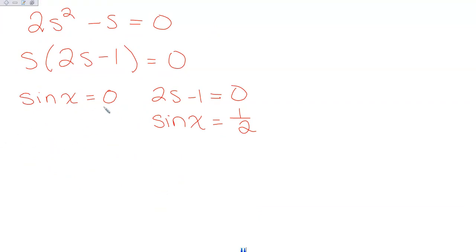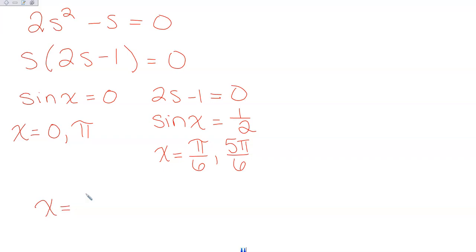So if I want to know what sine values are 0, I should see that 0 and pi have sine values that are 0. Alright? And then we want to do the same thing where sine is 1/2. And I should see that my x values are pi over 6 and 5 pi over 6. Alright, so my x values are all 0, pi over 6, 5 pi over 6, and pi.